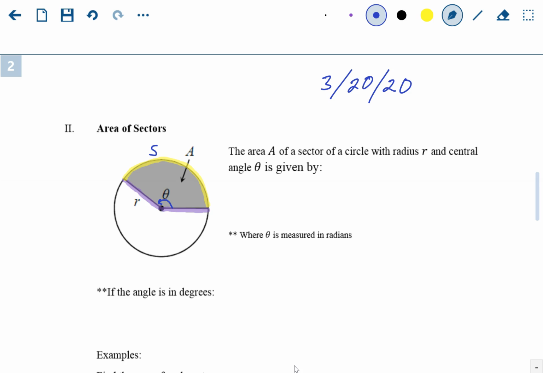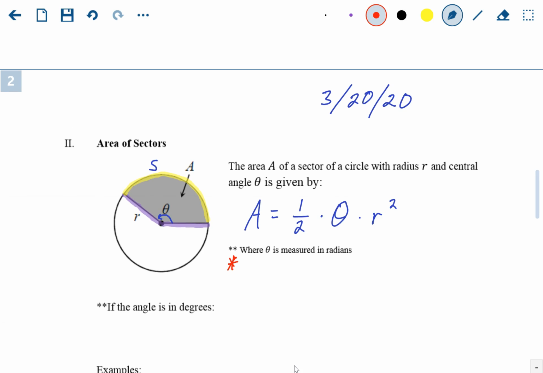All right, so we're trying to find this grayed area. Okay. It's given by the following formula. Area equals 1/2 times theta, the angle, times the radius squared. Okay. Where again, just like yesterday, this formula only works if theta is measured in radians.